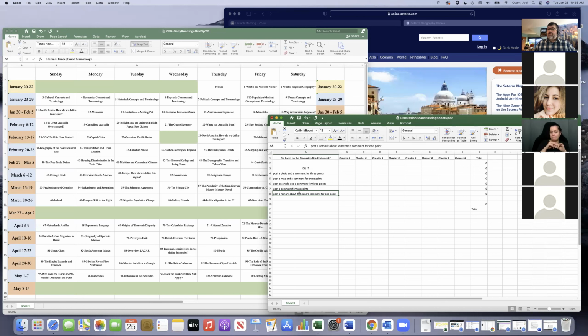The maximum per week is 25. You can get 25 points per week. I don't want you trying to do everything at the end of the semester. I want you posting on the discussion board consistently through the semester. So we're learning geography consistently through the semester. So the maximum any week is 25.